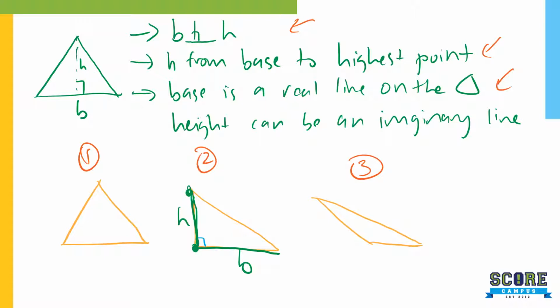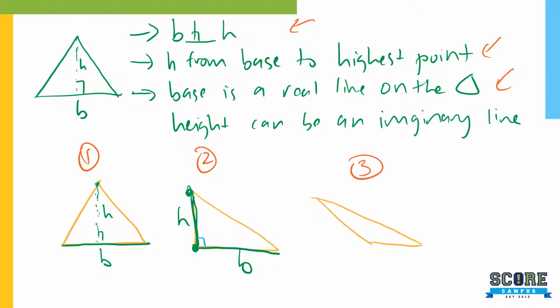Very easy. Now moving on to triangle 1, you already know this, right? Because I did it above. This is my base, and if I want to draw my height, I take from the highest point, which is here, and I draw a perpendicular line down. So this is my height.